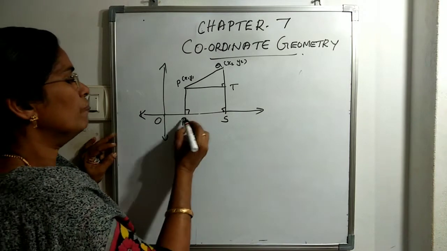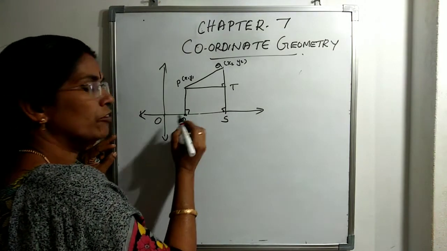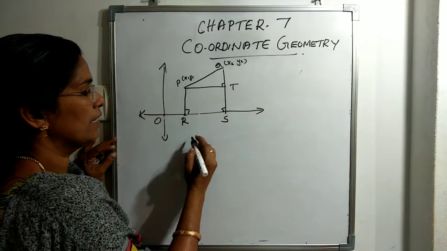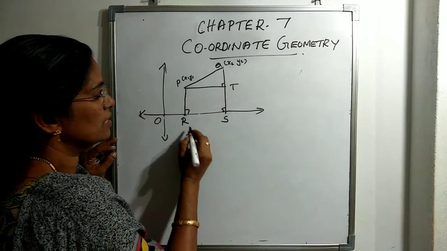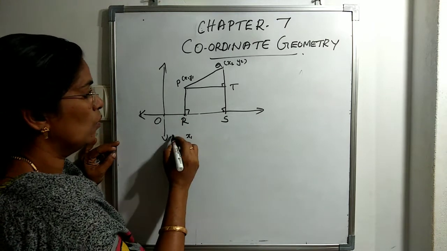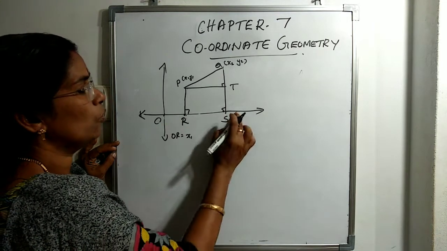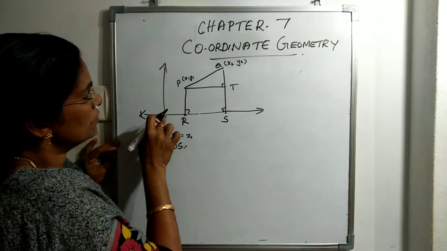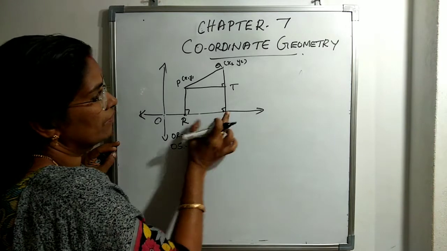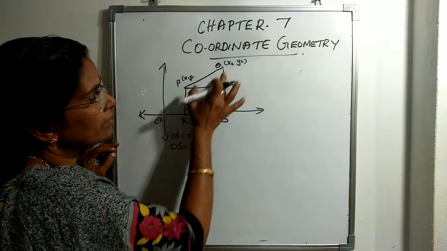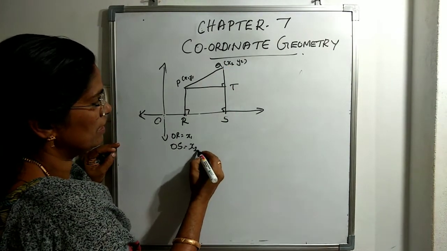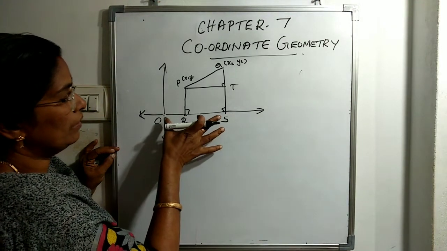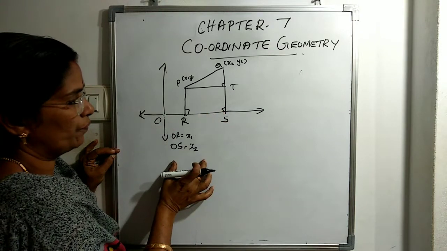So can you say what is the X value for R, or OR? What is the distance OR? That is the same as x1. Okay, OR is x1. What about OS? The distance from the origin to S is the X value of this coordinate. That is x2 itself. Clear? So OS is x2.